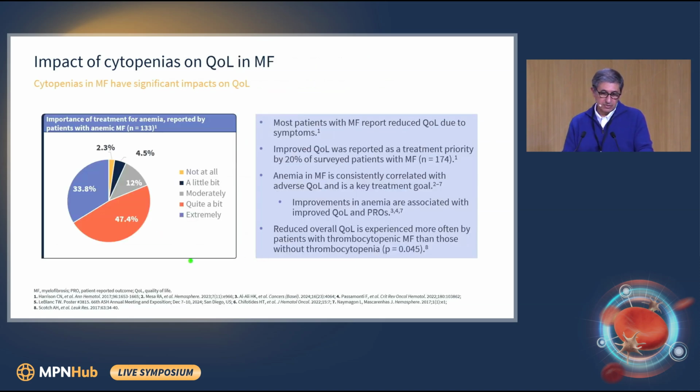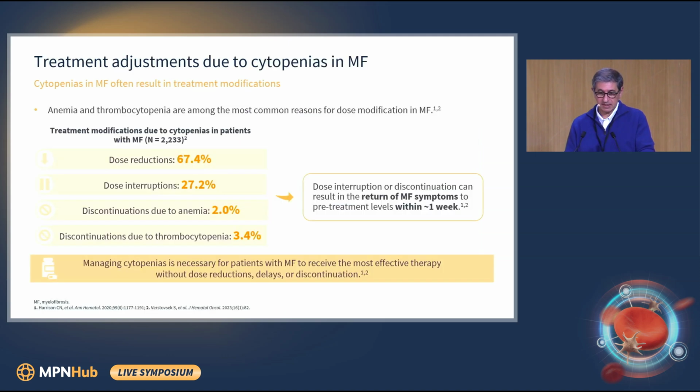In addition, of course, these cytopenias have important impact on the quality of life, and most patients with MF report a reduced quality of life due to these symptoms. And improvement in this quality of life is a treatment priority, obviously, for a lot of patients with myelofibrosis, and not only other endpoints, as we say, such as survival. Anemia is consistently correlated with adverse quality of life and is a key treatment goal in these patients. And in addition, reduced quality of life is experienced more often by patients with thrombocytopenic MF than those without thrombocytopenia.